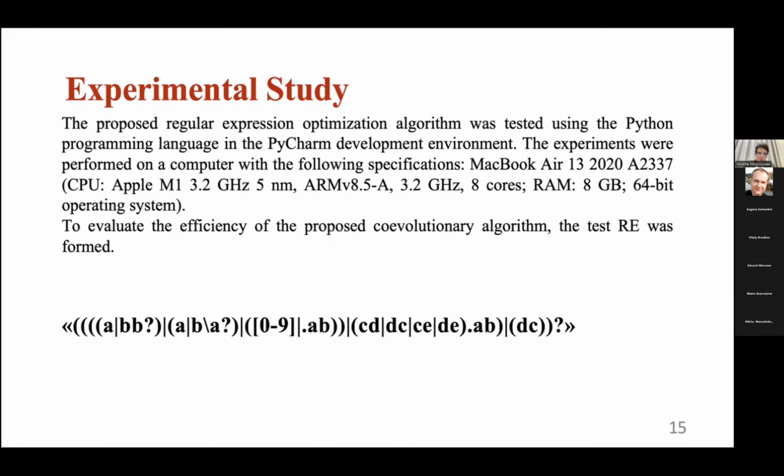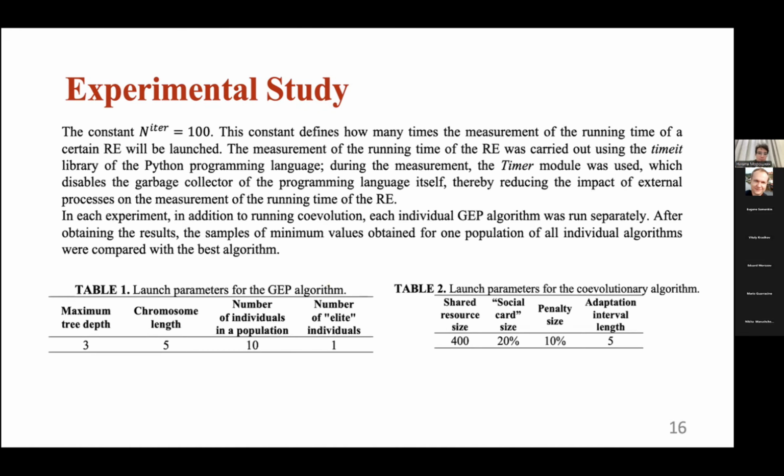And let's start with experiments. The proposed regular expression optimizing algorithm was tested using the Python programming language in the PyCharm IDE. The experiments were performed on a computer with the specifications shown on the slide. And to evaluate the efficiency of the proposed coevolutionary algorithm, the test regular expression was formed, shown on the slide. The number of runs for each regular expression was 100. And in each experiment, in addition to running coevolution, each individual gene expression programming algorithm was run separately. The launch parameters for the gene expression programming algorithm are shown on the slide in the first table, and the second table shows the launch parameters for the coevolutionary algorithm.